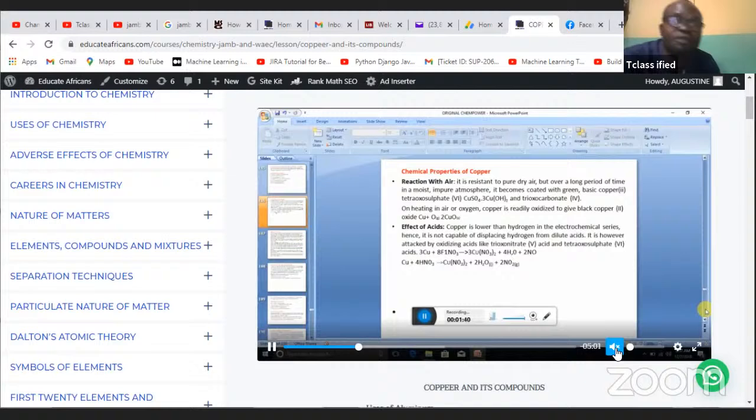Now, chemical properties of copper: reaction with air. It is resistant to pure dry air, but over a long period of time, it forms a green basic coating.